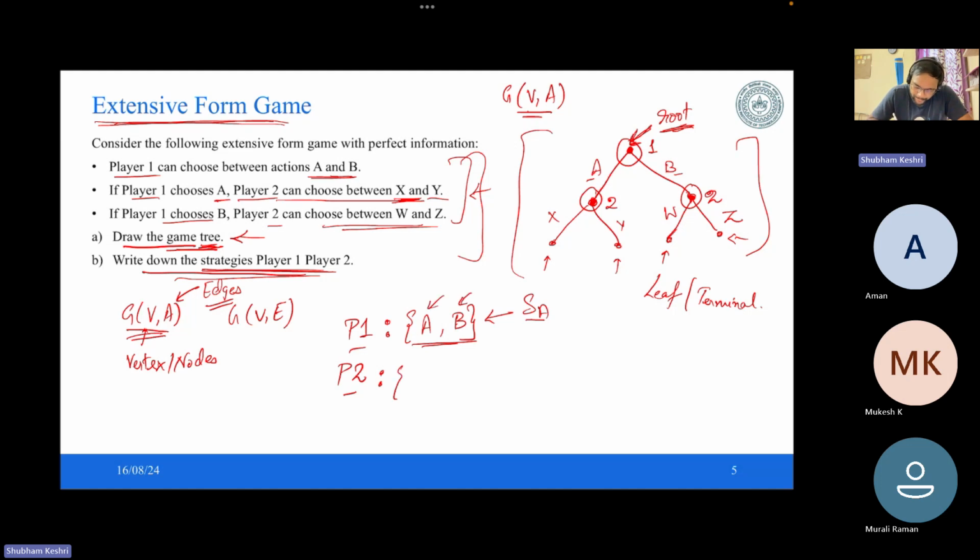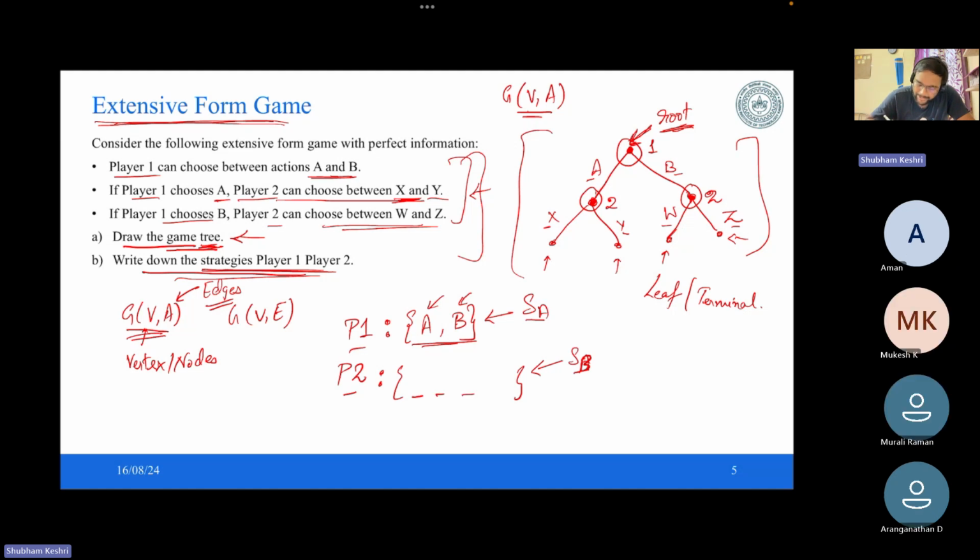Similarly, player 2 can have multiple strategies. This set will be known as the strategy set of player B. All right. Now you see, player 2 has multiple actions at different nodes. And if you have seen the lecture, then you will know how to identify the strategies of player 2. So if you could unmute yourself and speak, or otherwise I'll help you define the strategies of player 2.